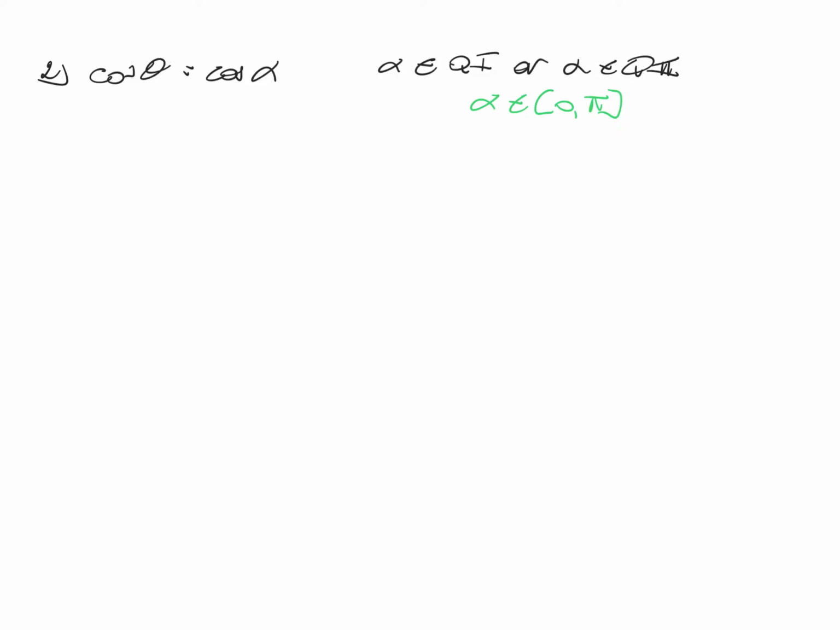For the second type, assume that cosine of theta is equal to cosine of alpha. In this case, we will assume that alpha is either in the first quadrant or alpha is in the second quadrant. So alpha is between 0 and pi. The same reasoning: if alpha is between 0 and pi, this covers all the possible values for the cosine because those are read on the x-axis.